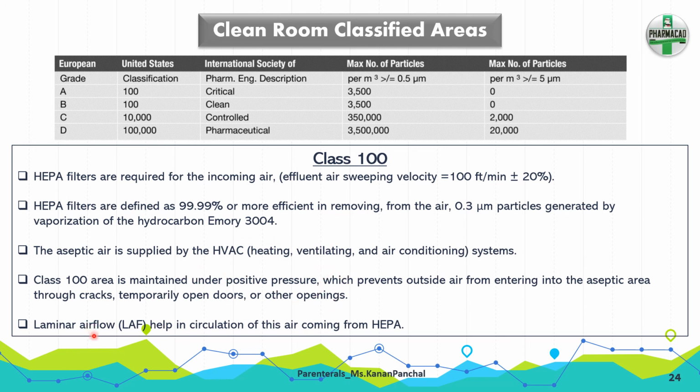Also, the laminar airflow system, denoted as LAF or LF, helps in the circulation of this air coming from the HEPA filters. Now this laminar airflow can either be horizontal, at the benchtop level, or it can be vertical, coming from the ceiling.